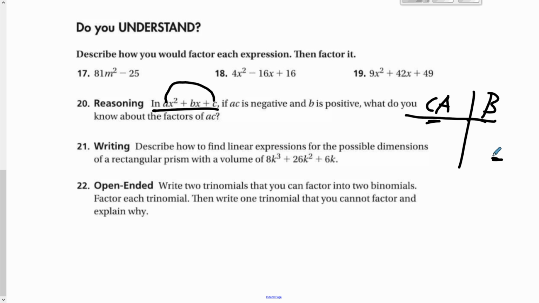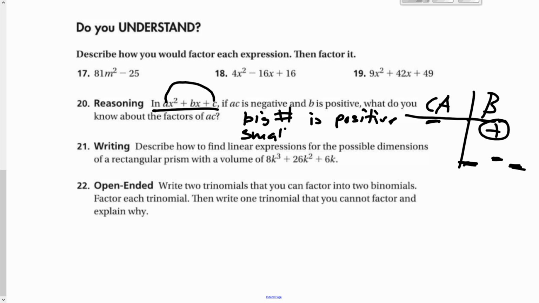So what do you know about the factors? So if we're going to subtract, right? And if b is positive, what does that tell us about these two numbers that we find? Okay, pause the video if you need to think about it. Okay, I'm going to answer. Since this is negative, we're going to subtract. And since b is positive, that means the larger number, so the big number, is positive.